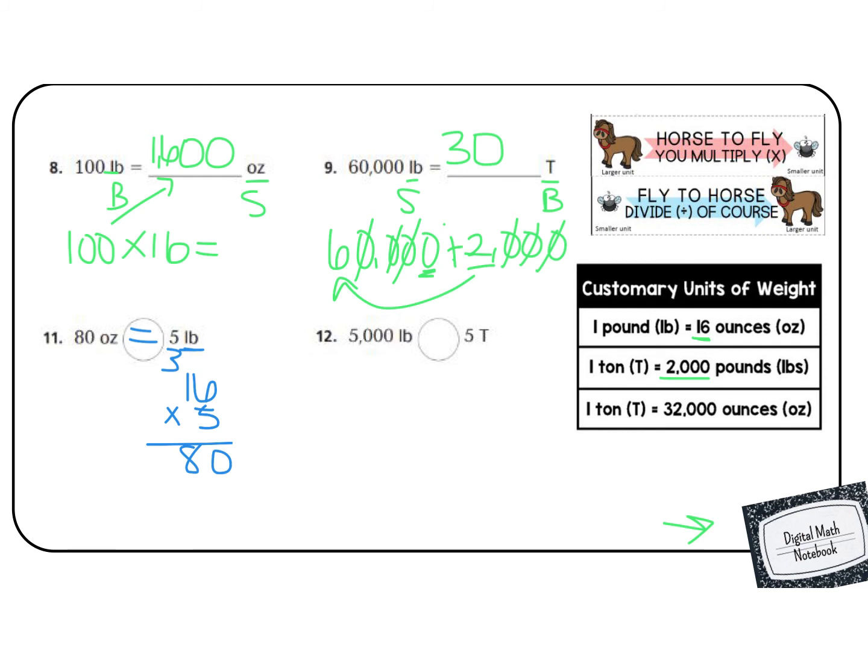All right, let's compare one more time. Find the big thing so that we can multiply. Tons are big. So that means we're going to multiply 2,000 times 5. 5 times 2 is 10, and then add all those zeros on the end. So we know that 10,000 is way bigger than 5,000.